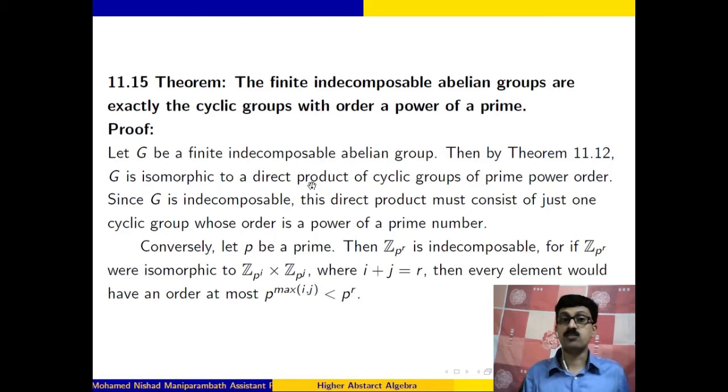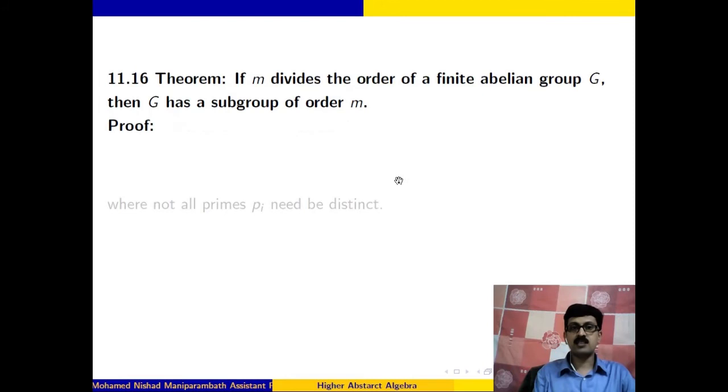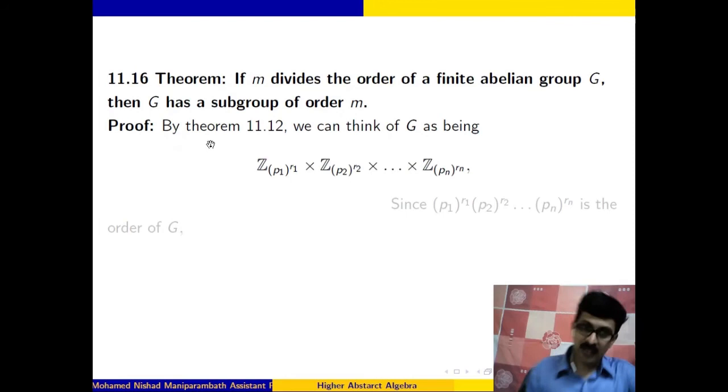Now we will move to another theorem, theorem 11.16. This theorem says that if m divides the order of a finite abelian group G, then G has a subgroup of order m. So we have to prove that G has a subgroup of order m. We use theorem 11.12, which as we discussed is the fundamental theorem of finitely generated abelian groups. We know that G is a finite abelian group.